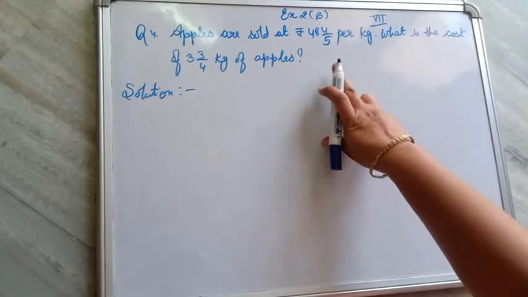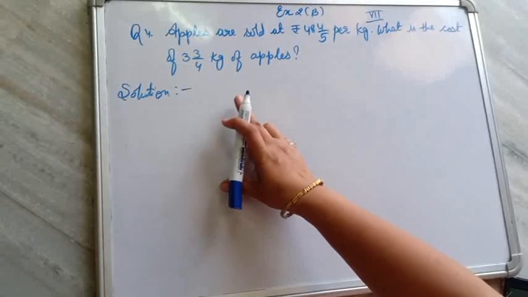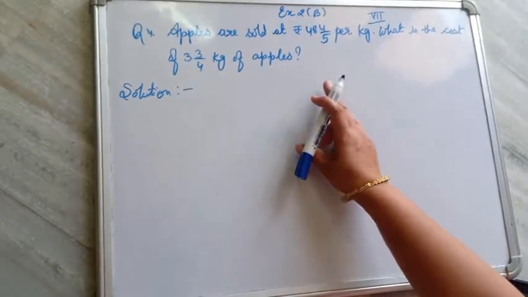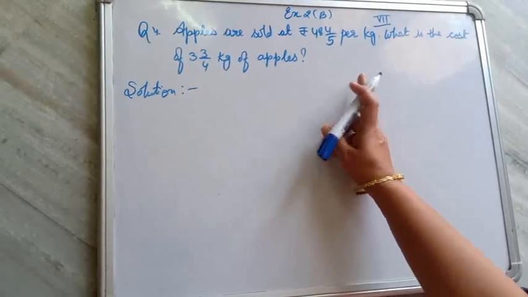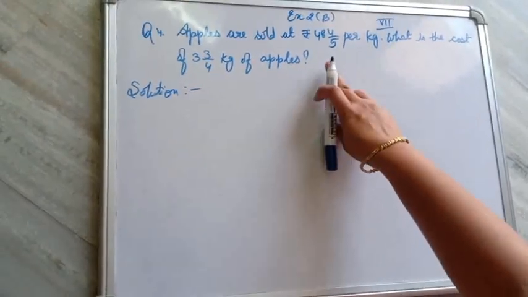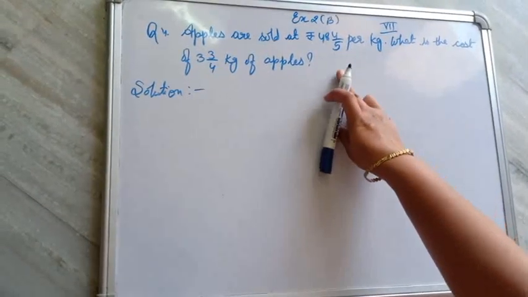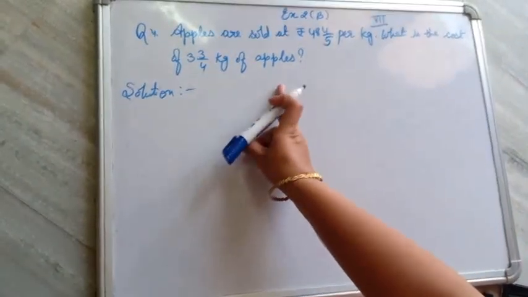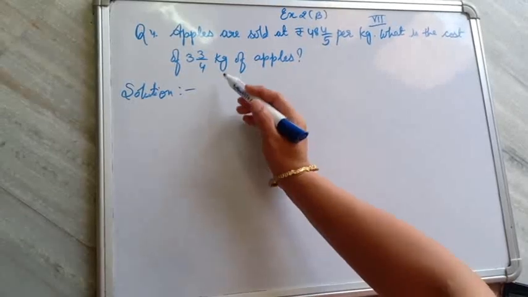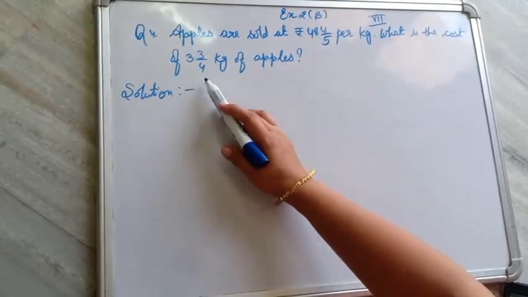Class 7, exercise 2B, question number 4 is, apples are sold at rupees 48 4 by 5 per kg. Means cost of 1 kg of apple is rupees 48 4 by 5. What is the cost of 3 by 4 kg of apples? We have to find the cost of 3 by 4 kg of apple.